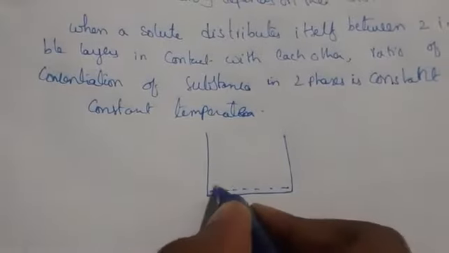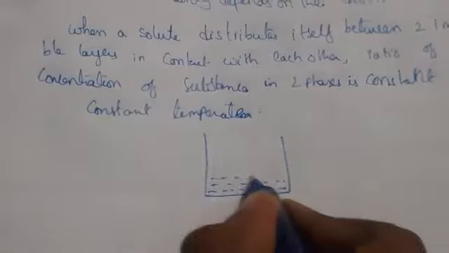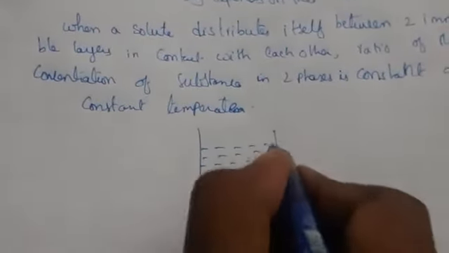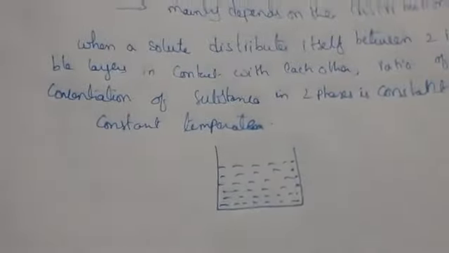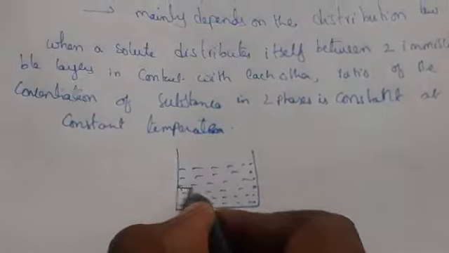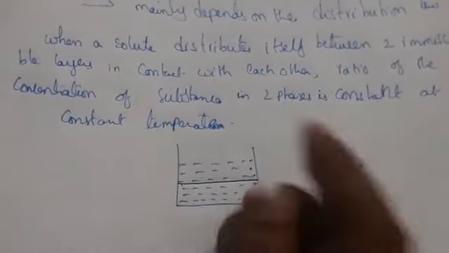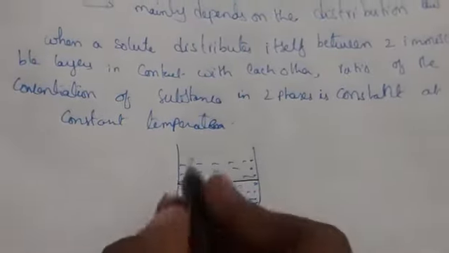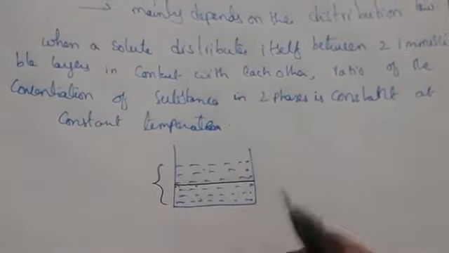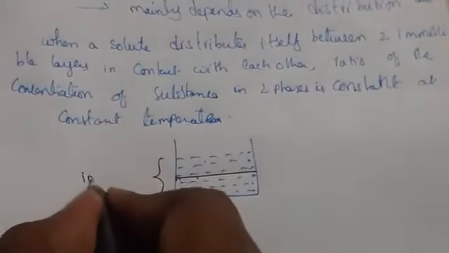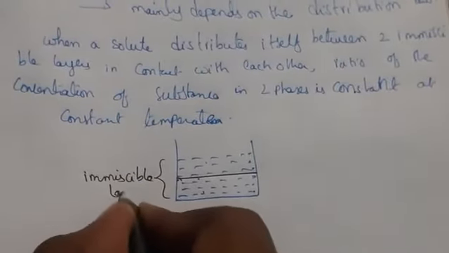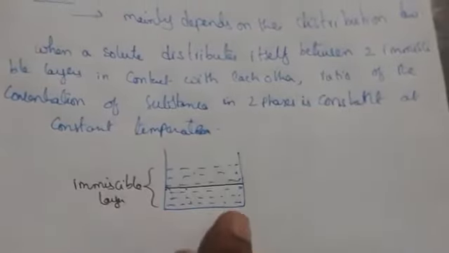a solution, see here. So I have told you what here, two immiscible layers. Whenever I am drawing this black line, these two are immiscible layers. So there is a layer between this solution, that one we call an immiscible layer. Okay, so immiscible solutions.